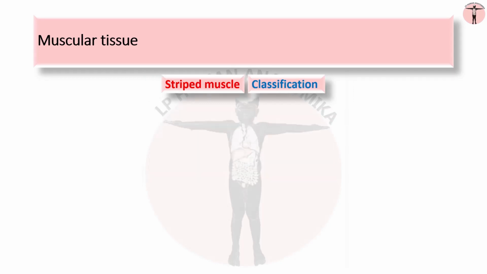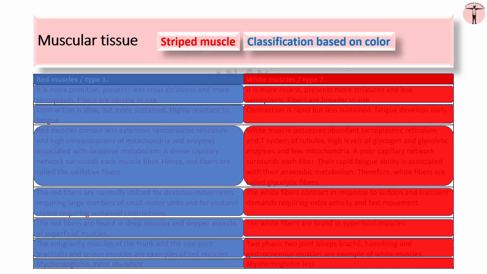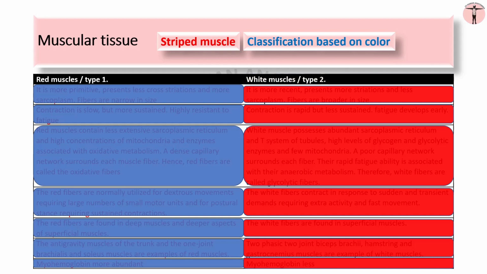Coming to the classification of muscle fibers, it is classified based on different factors like color, direction, and actions of muscle fibers. Based on the color, it is classified into red and white fibers. Let us check what are red and white muscles and simultaneously discuss the differences between the two. Red muscles are also called type 1 muscles. White muscles are called type 2 muscle fibers.